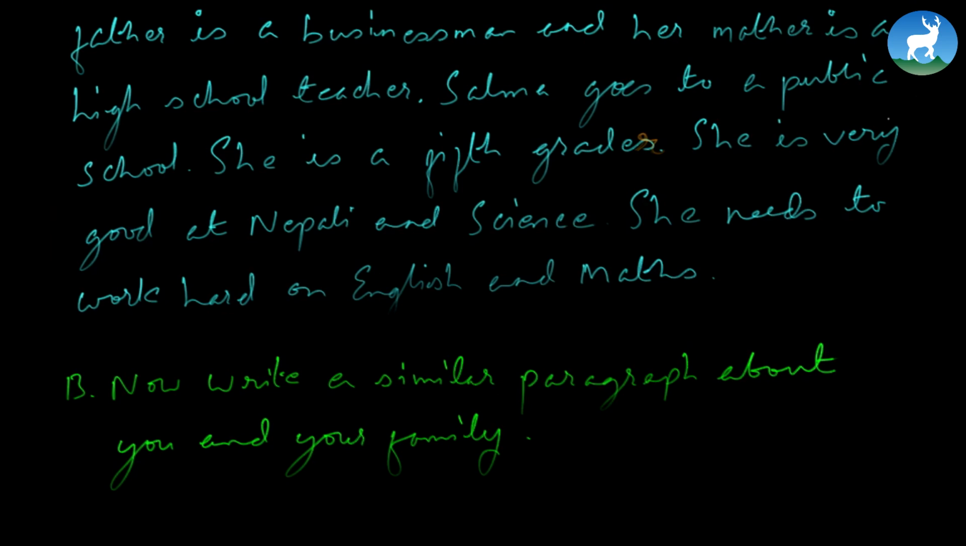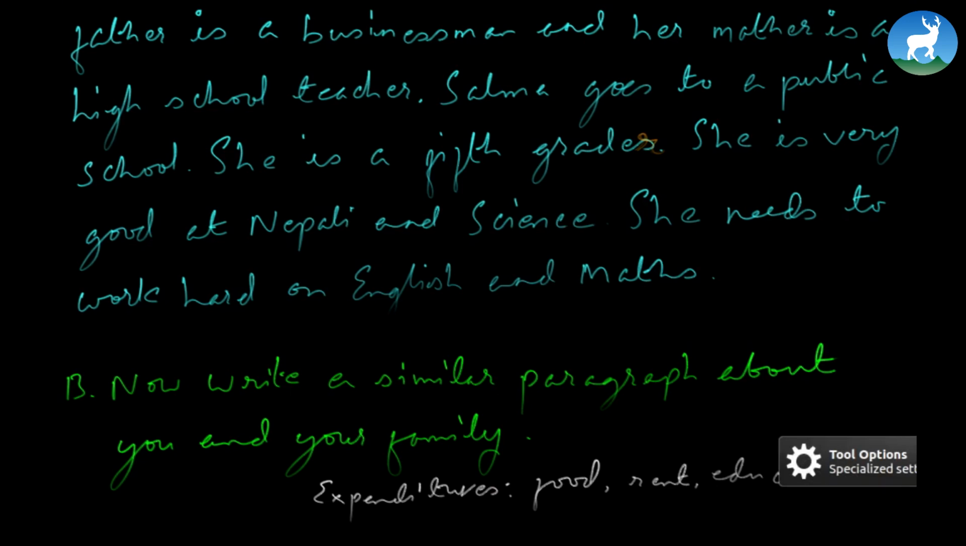Okay, of course, apart from writing about yourself, do include the expenditures on food, perhaps rent or education. So you have to figure that out, and then you know perhaps how much money your parents are investing in your family. Okay, so you can do this as homework.